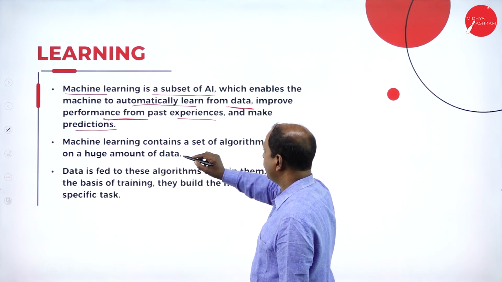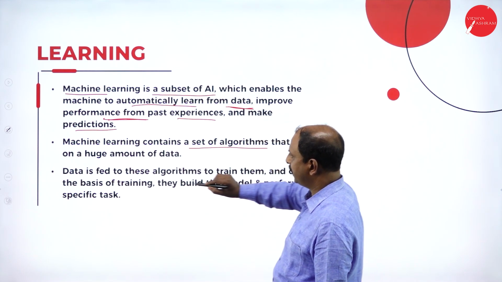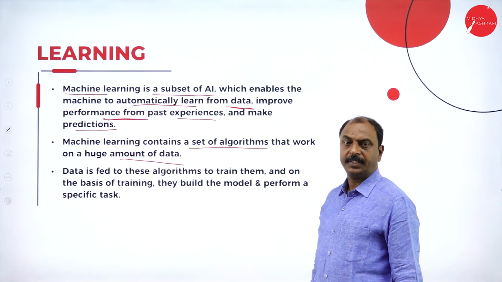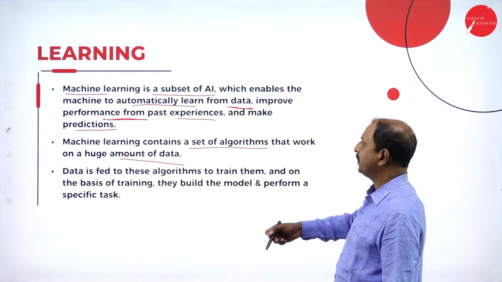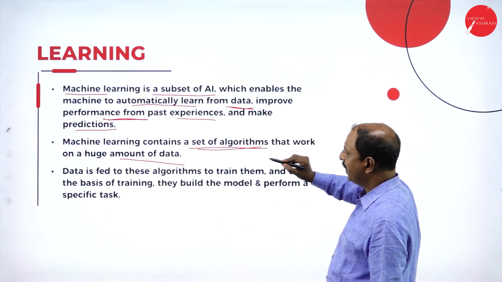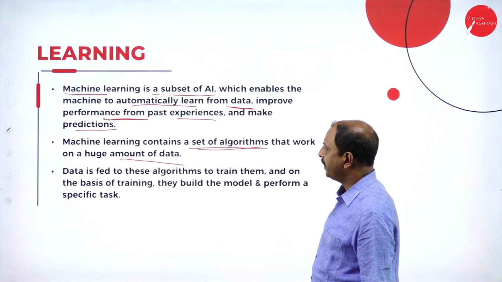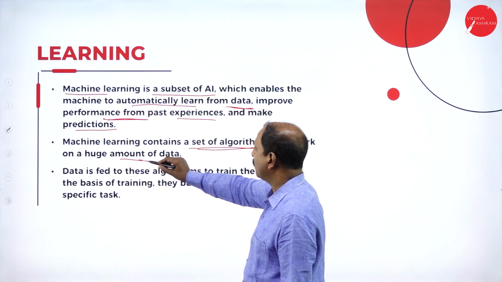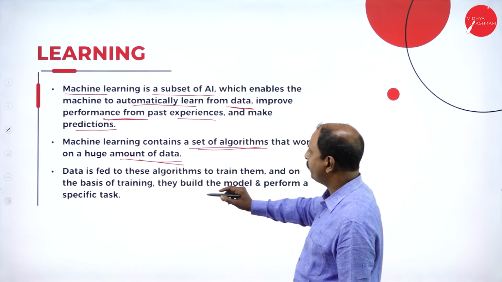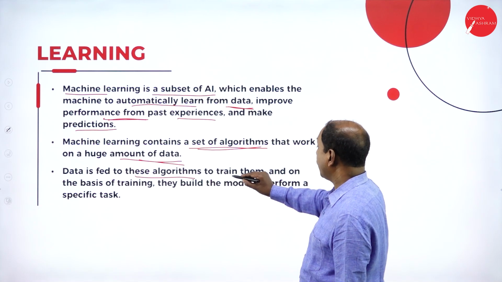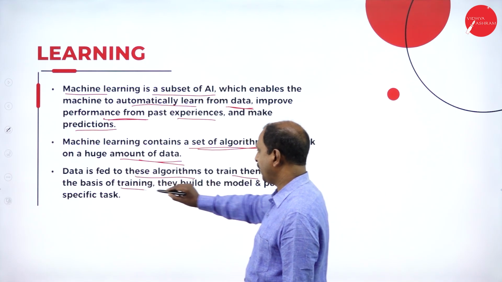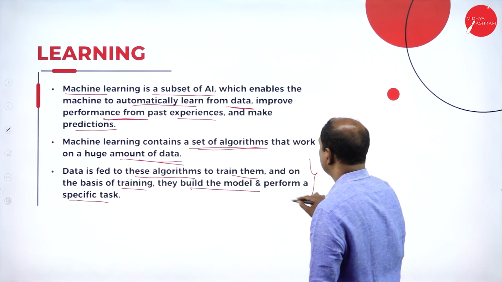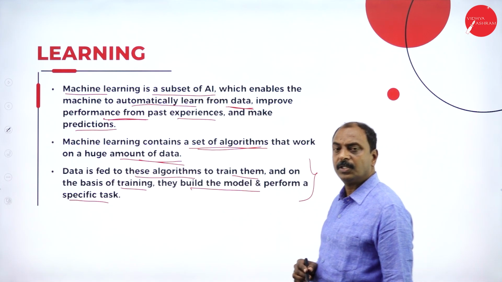Now this machine learning contains a set of algorithms that work on a huge amount of data. Of course, in artificial intelligence, it works with a set of algorithms. And we have seen in our previous sessions different types of algorithms. And those algorithms work with large amounts of data. Data is fed to these algorithms to train them, and on the basis of training, they build the model and perform a specific task. So this is the functioning of machine or artificial intelligence.